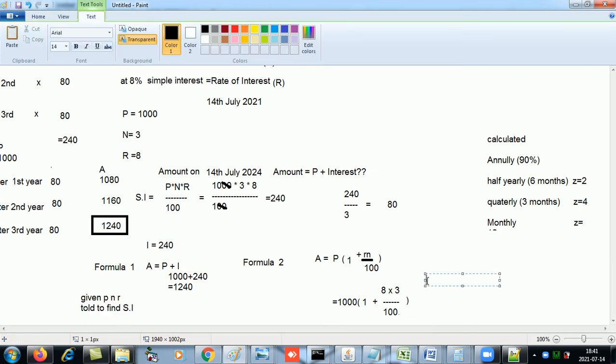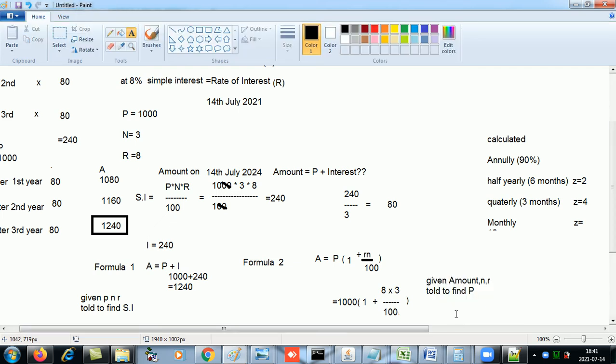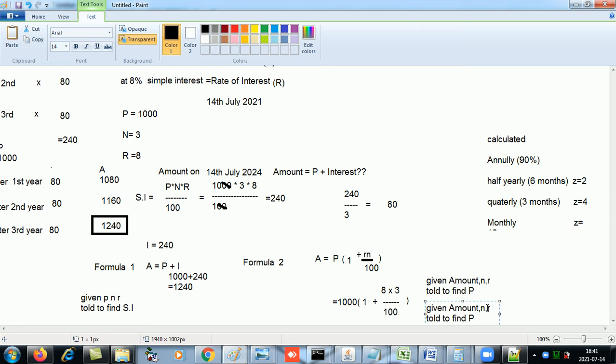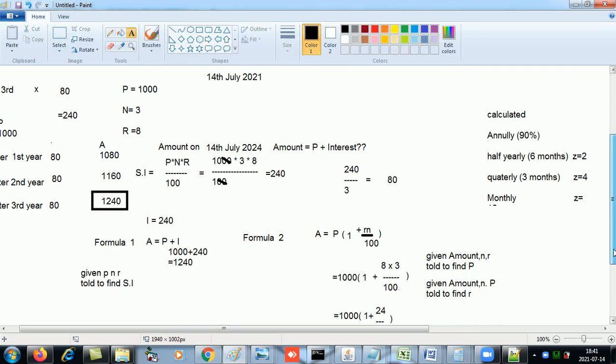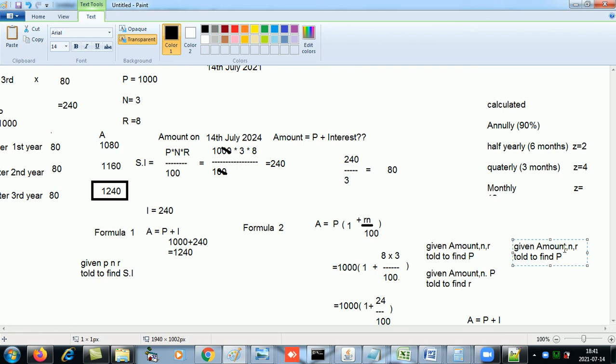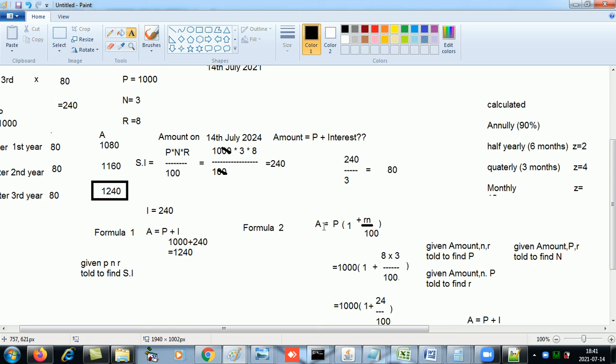And if they have given you the amount along with a few more identities, along with the number of years and rate of interest, then they might tell you to find P. So if the amount, N and R are given and you are told to find P, or the amount, N and P are given and you are told to find R, or the amount, P and R are given and you are told to find N, in whichever case the amount is given, then you will go with this formula.